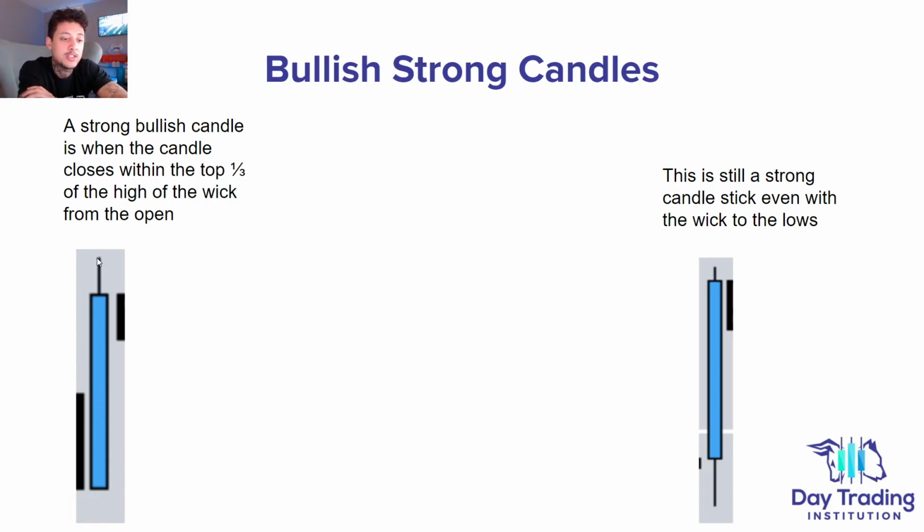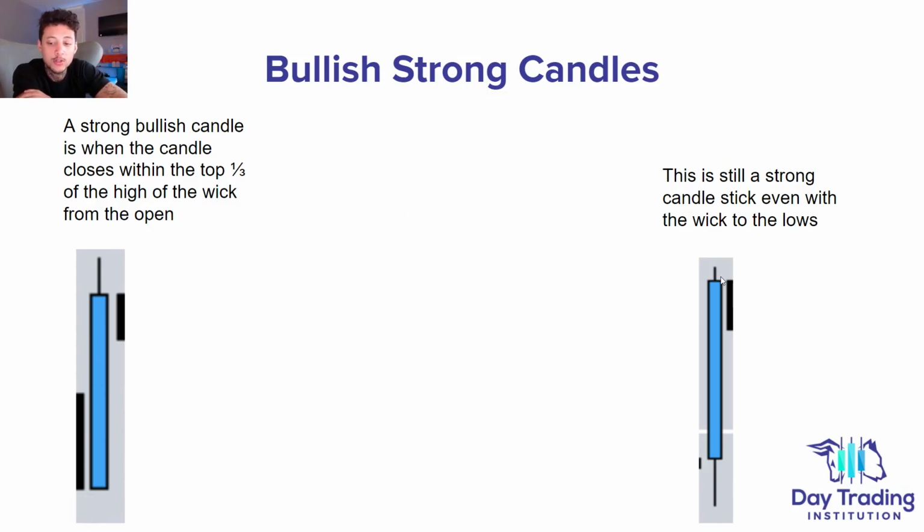If we look at the space from where the candlestick opened to the high of the wick, I would say it closed within the top third from the open to the high. If we were to grab a ruler and measure this and say this is 100% of what we're looking at, and the candlestick closed here, I would say it closed within the top 90% of what this entire bullish momentum was, right?